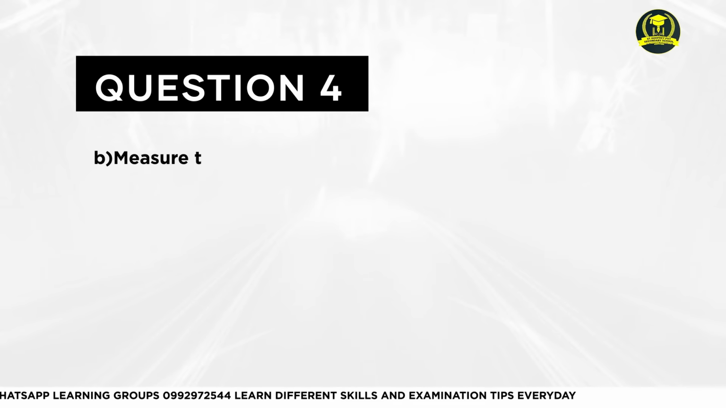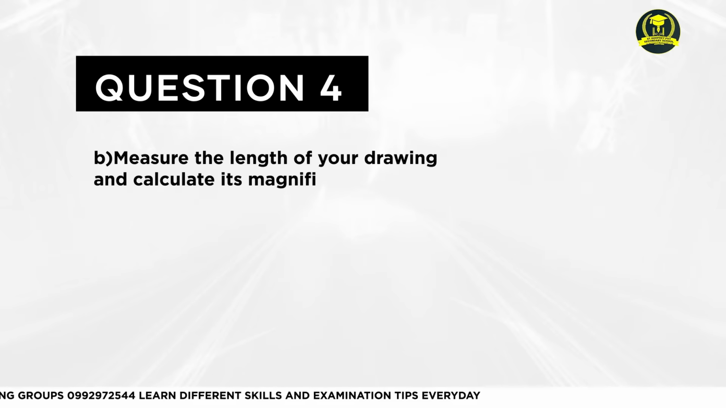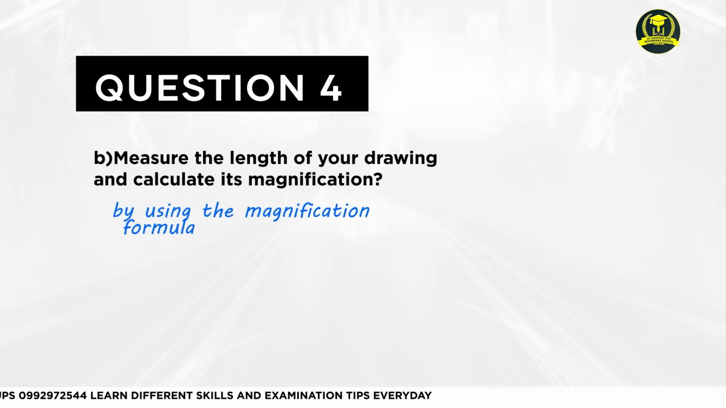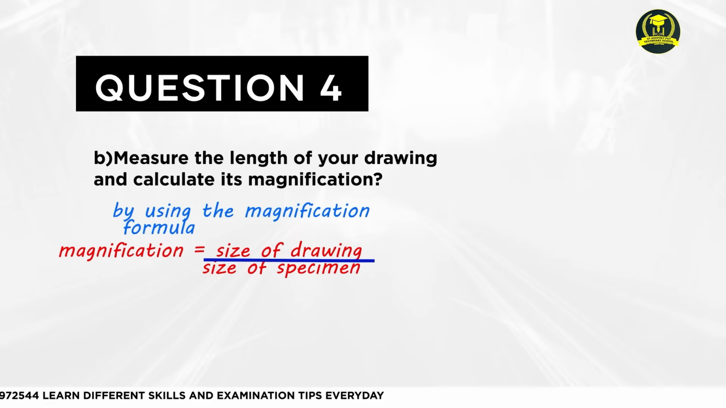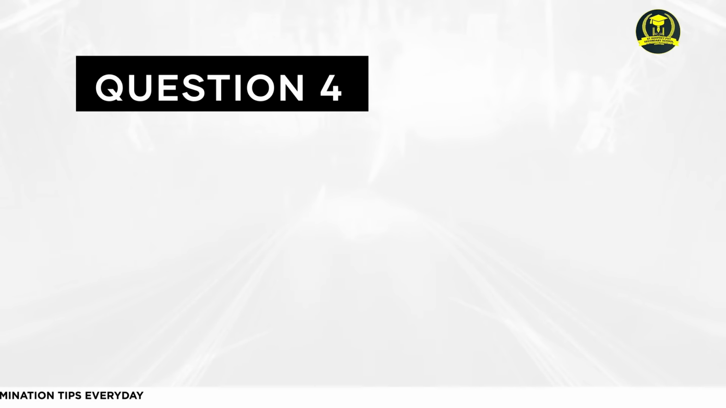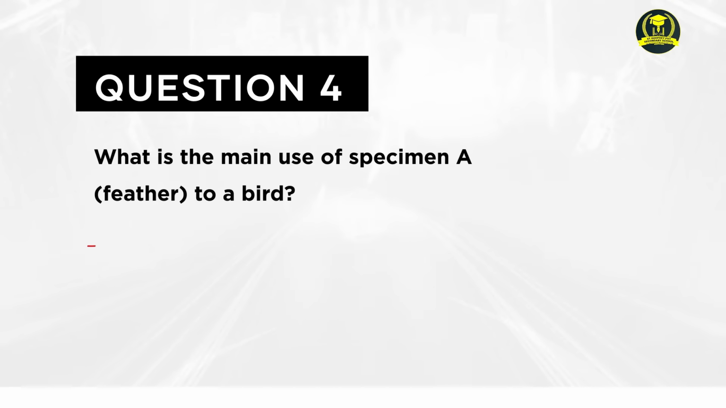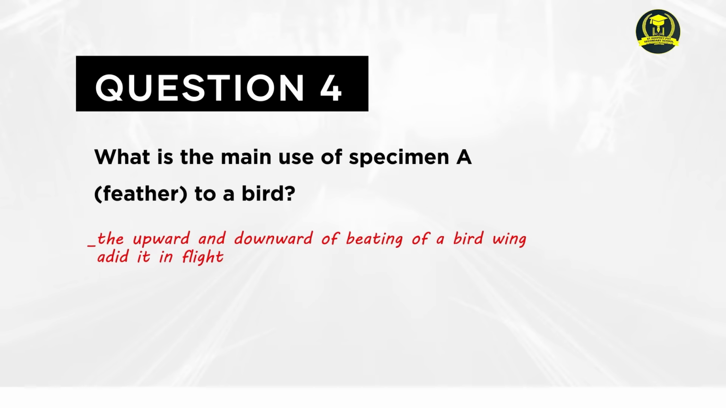Measure the length of your drawing and calculate its magnification. By using the magnification formula, magnification is equal to size of the drawing over size of the specimen. Using the measurement you have taken, find the magnification using the above formula. What is the main use of specimen A, which is the feather, to a bird? The upward and downward beating of the bird's wing to aid it in flight.